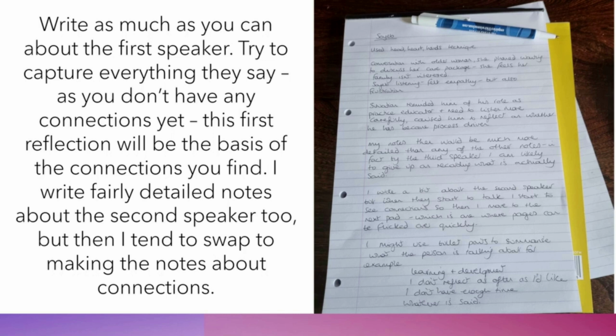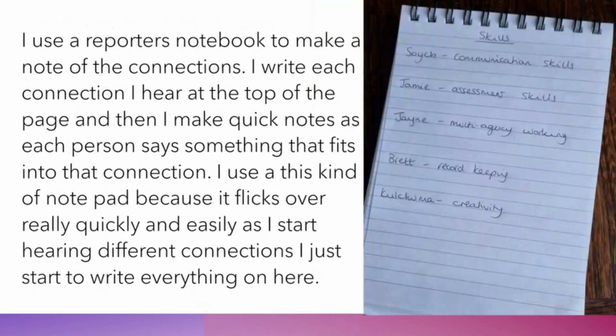Then for the second speaker, I'll do something similar, but I usually write a little bit less, because then I start to see the connections between what these two people said. And when the third person comes along, then you really start to draw out connections. So I'll write at the top of the pad, I have a pad that's easy to flick over, the connection that I see. So you can see here I've written down skills at the top, and each speaker has talked about different skills, so I've written down what skills have been referred to.